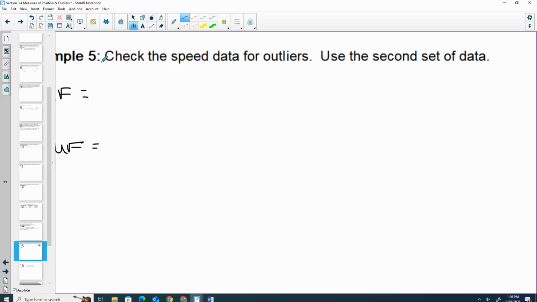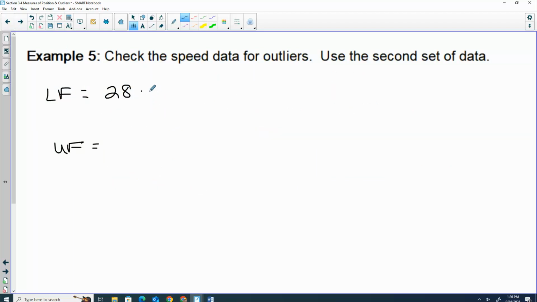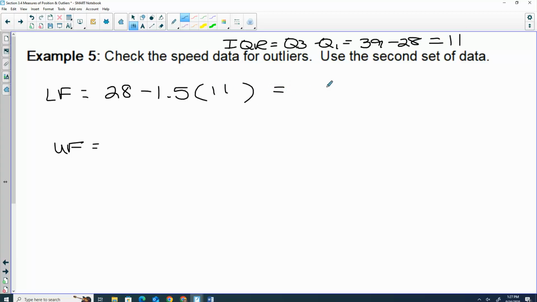lower fence is quartile 1. Thank you. So if I scroll down, what's my first quartile? Okay, using my formula, minus 1.5 times the interquartile range. Do you remember the interquartile range from yesterday? So what's our Q3 on this one? Yeah, 39 minus 28 is 11. We calculated that yesterday too. So if I do 28 minus 1.5 times 11, I get 11.5. So that is my lower bound.